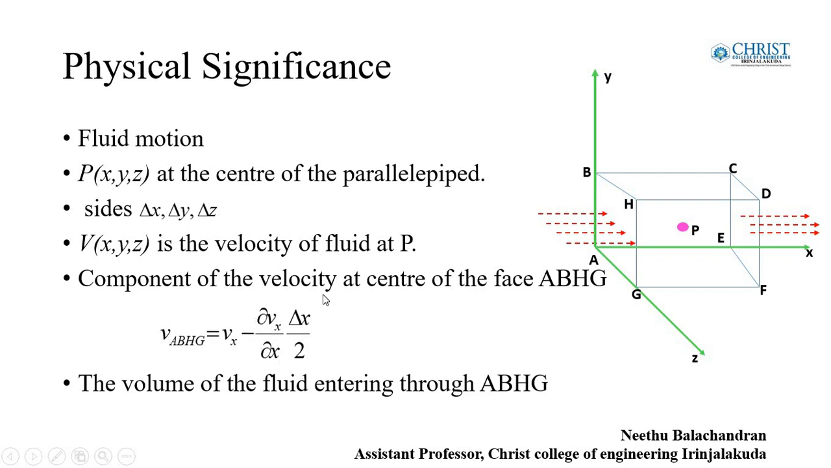This minus is because it is coming in. If it is flowing out, it will be a plus quantity. So the volume is what? We have Δx here, that is the distance. So the volume of this particular fluid at the center of the ABHG will be equal to Vx minus ∂Vx/∂x Δx/2, that is the velocity, into Δy Δz. So the volume of the fluid entering through ABHG will be this thing.